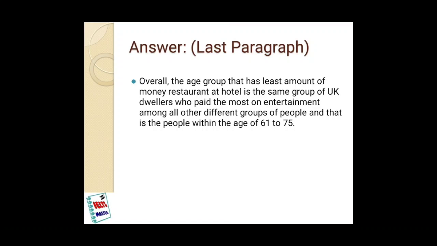Overall, the age group that has spent the least amount of money on restaurant and hotel is the same group of UK dwellers who paid the most on entertainment among all other different groups of people, and that is people within the age of 61 to 75.